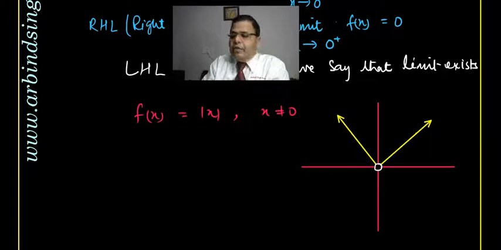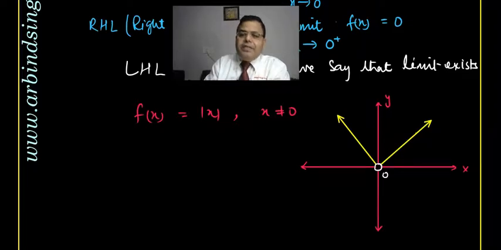Here is a 0, the origin, and slightly right of the origin and slightly left of the origin, it is very close to 0, and therefore the limit approaches 0 from the right hand side and from the left hand side, isn't it? If it approaches 0 from the right hand side, it is called the right hand limit. From the left hand side, it is called the left hand limit. So the value approaches 0 from the left hand side and from the right hand side as well. I hope you got it.